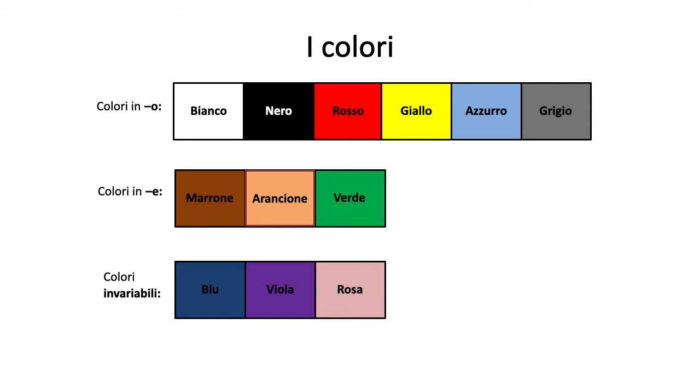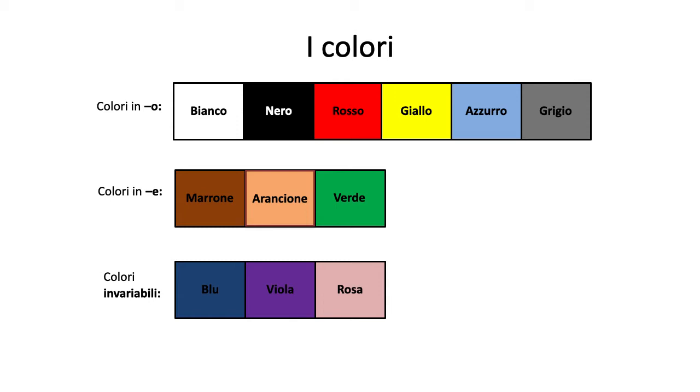So, the first row of adjectives here, bianco, nero, rosso, giallo, azzurro, and grigio, the ones that are listed as colori in O, in the feminine, they change to an A, right? So, for example, if I have a white notebook, quaderno is masculine, so I would say quaderno bianco. But if I have a white board, lavagna is feminine, so I would say lavagna bianca, right? Each of these has a feminine form that ends in A. Bianco has bianca, nero has nera, rosso has rossa, giallo has gialla, azzurro has azzurra, grigio has grigia.